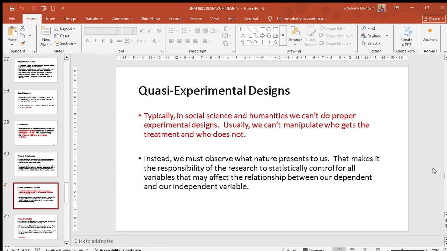experimental design. In this case, you can't manipulate who gets a particular treatment or who does not get a particular treatment. So in that case, it's actually difficult to think about why people behave in a particular way. Why people behave in a particular way actually has lots of information to go by. So I said, when you can't manipulate, rather you must observe what nature presents to you.